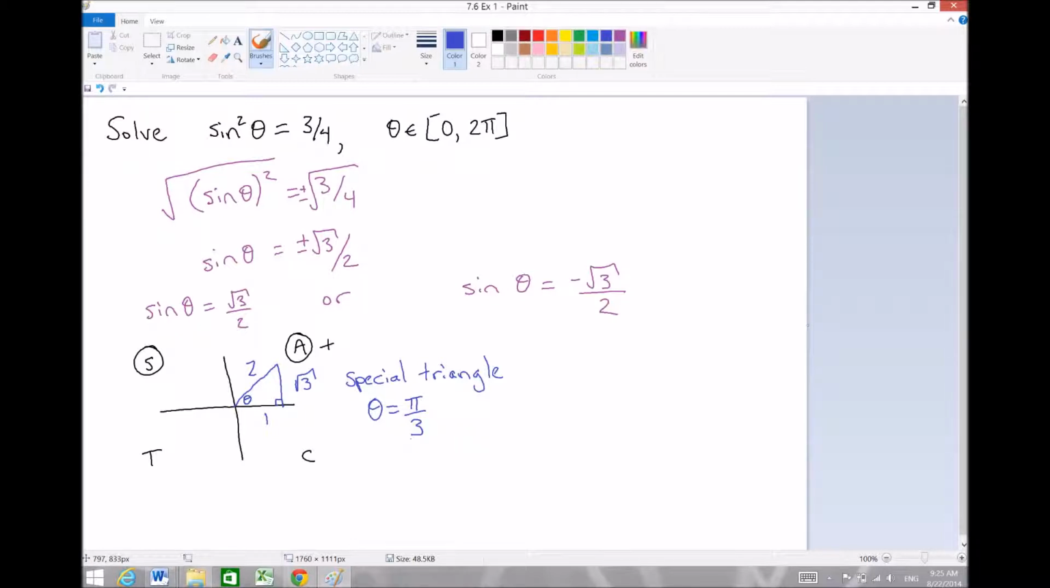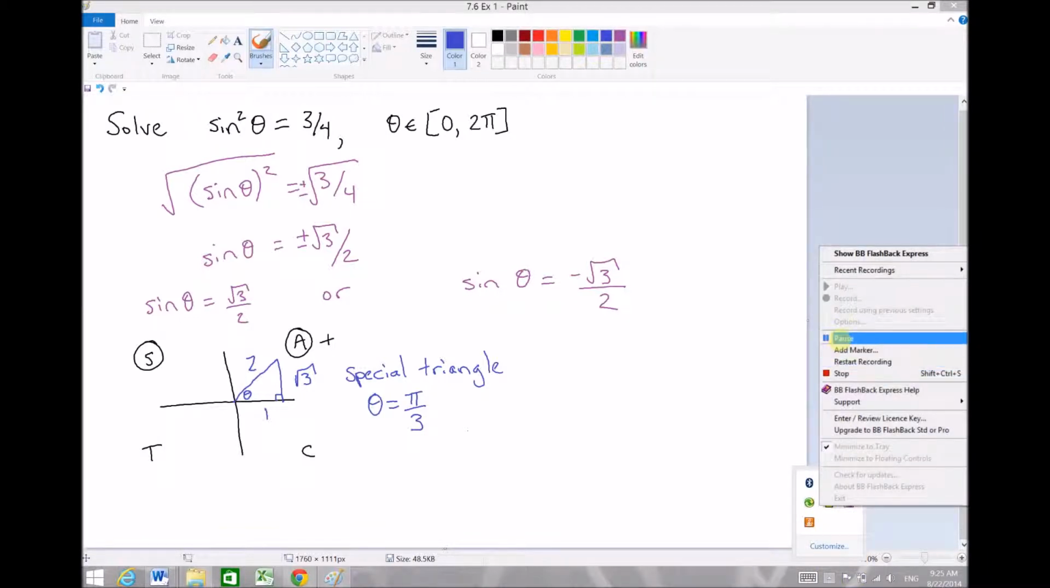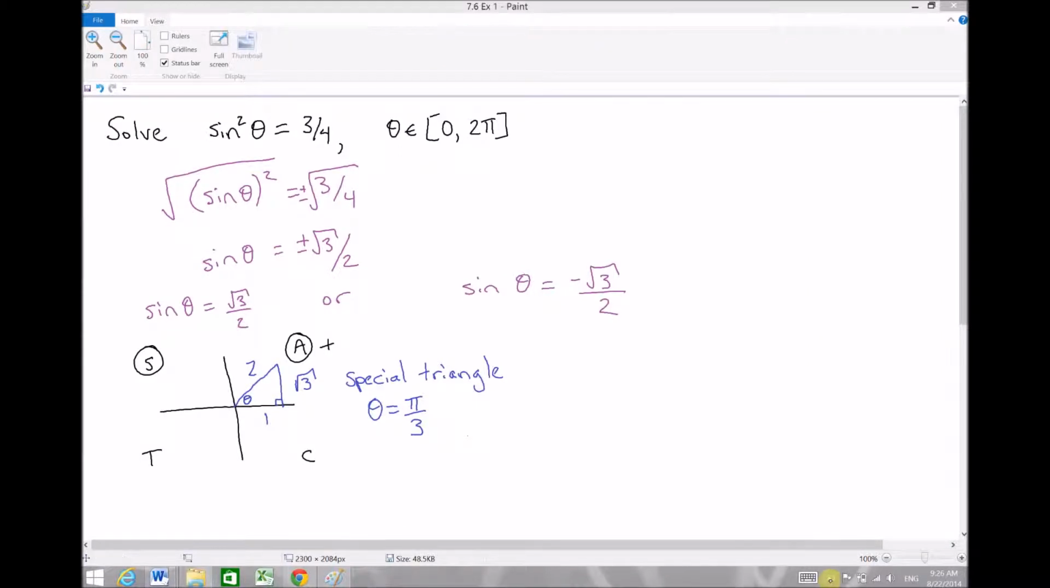A trick to remember this is there's a relationship between the angle and the opposite side. The longer side has the bigger angle. The smaller side has the smaller angle.